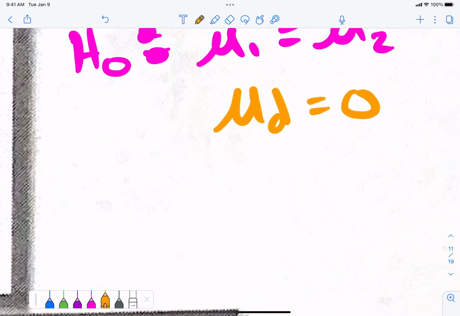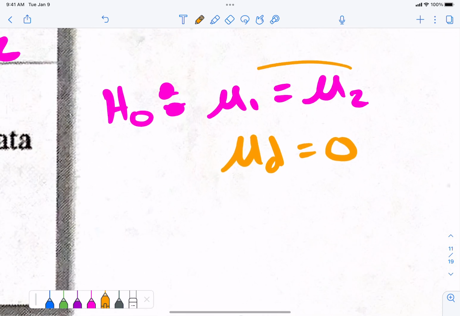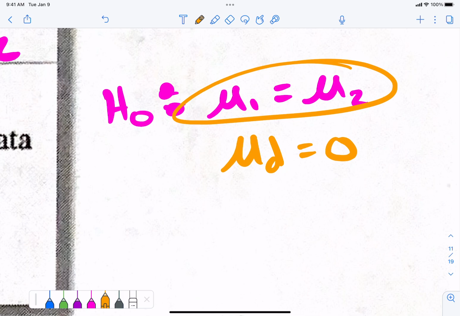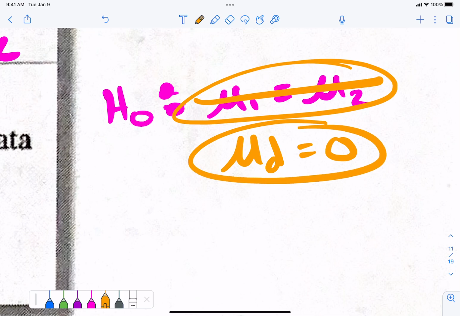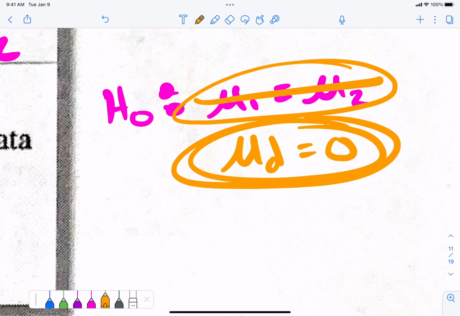Now, let me talk to you about what that means. If mu1 equals mu2, the average for each data set is equal. We are going to now not say it that way. We're going to say that mu d equals 0, which is the differences between the 2. So if the 2 are equal, then the difference is none, right? Like there is no difference. So mu d equals 0 means that the differences are not anything at all, right?